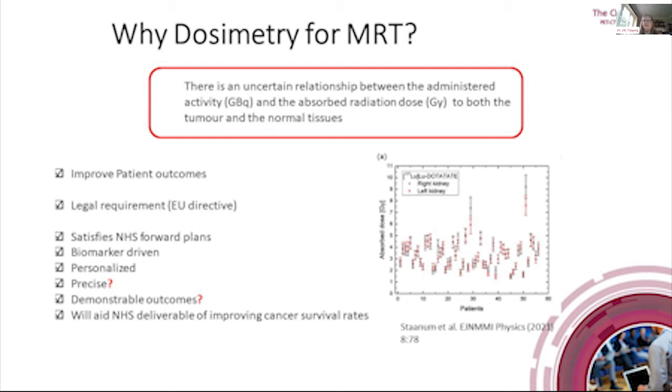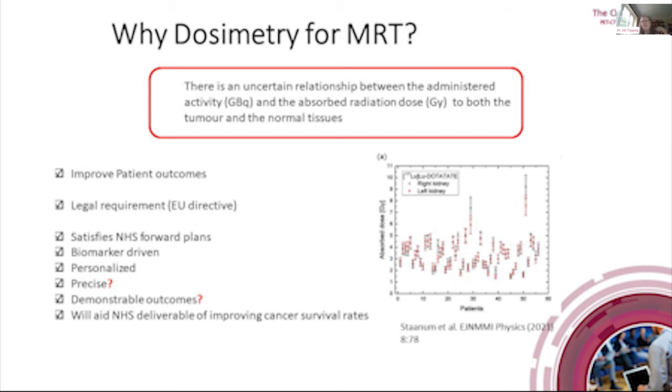Because the major thing is we know when we are giving a radioactive therapy that there is quite an uncertain relationship between the administered activity and the absorbed radiation dose to both the tumour and the normal tissues, as sort of represented by the little figure on my right. But in external beam radiotherapy, we would not go ahead without information from dosimetry. We can prescribe to a dose.